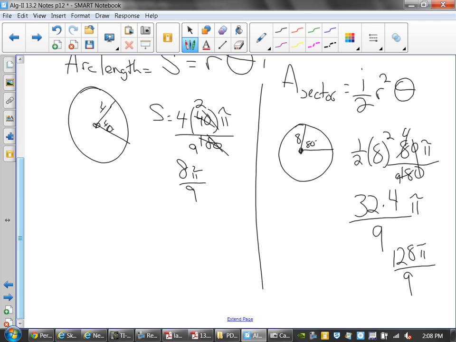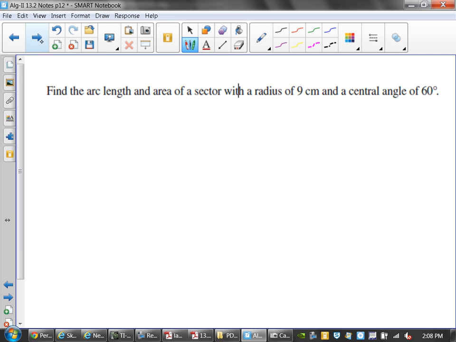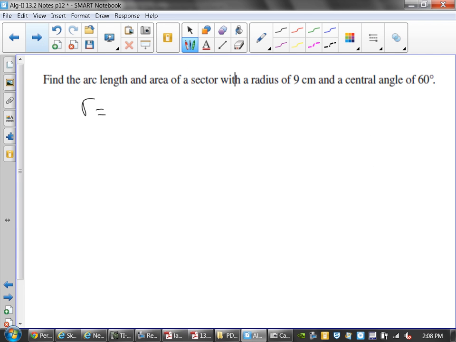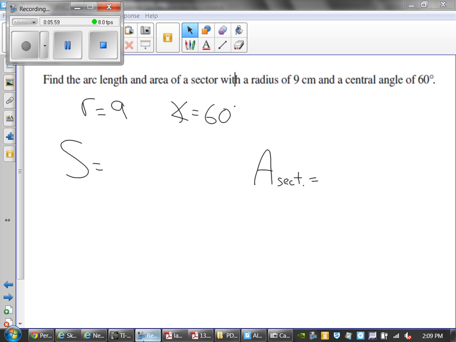What you're working on here is just two very simple formulas. You're going to be given something in degrees. You might be given it already in radians. Substitute in and go for it. Radius is 9, and your angle is 60 degrees. Please find your arc length, and please find the area of the sector. Take a second and do it. Check to see how we did here.